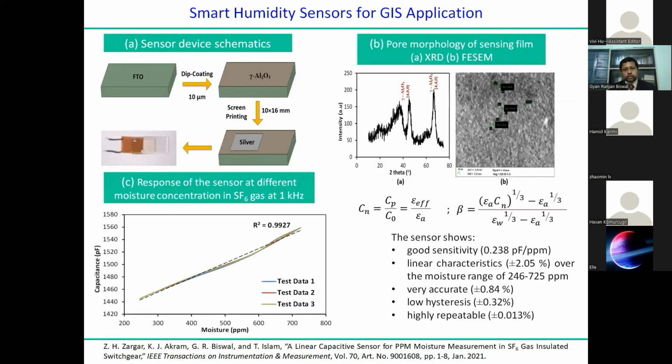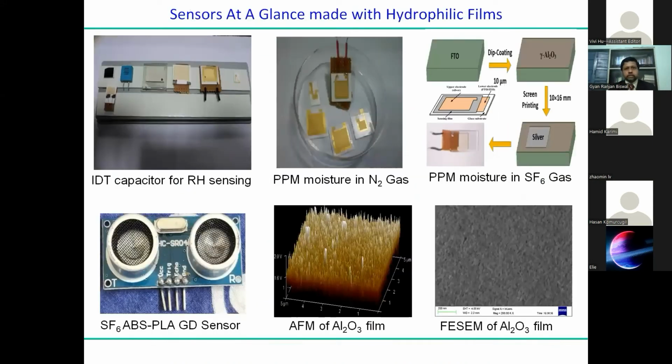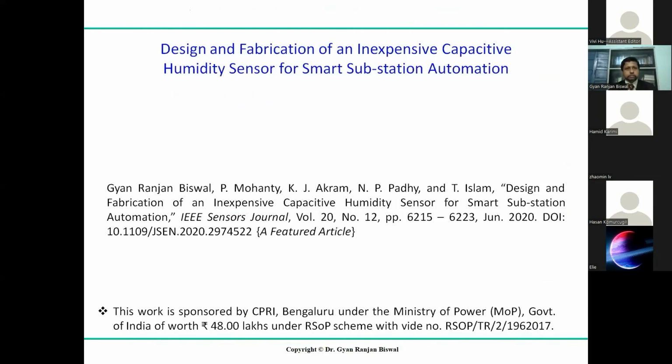Okay, so the result for ppm level detection of humidity is quite interesting. The sensitivity is almost 0.2 picofarad per ppm. It's very, very sensitive, and highly accurate also, along with low hysteresis loss. Due to lack of time, I'm avoiding the deep discussion of these particular aspects.